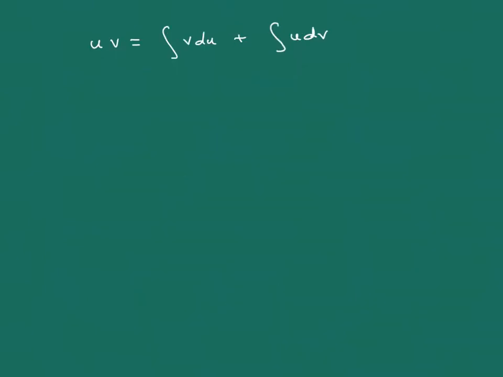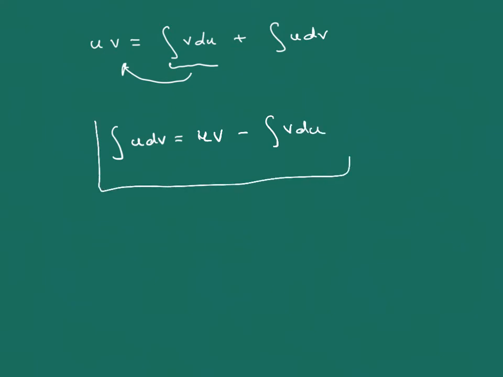And so now what we want to do is to actually take this integral, and if we move it over to the other side, then what we actually have is our integral of u dv is going to be equal to u times v minus the integral of v du. And so what we have here is basically our formula for integration by parts.